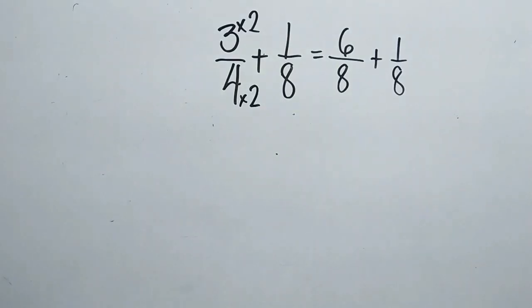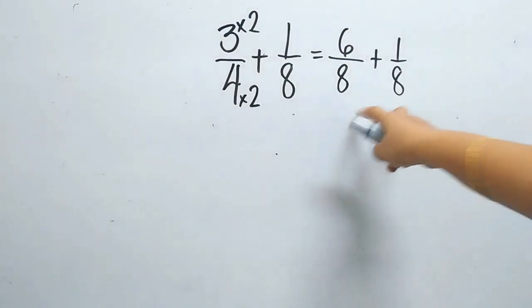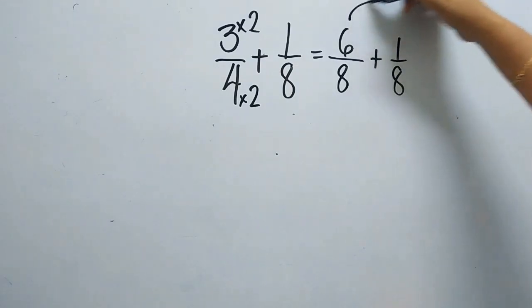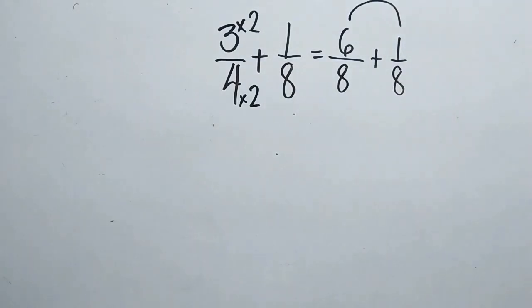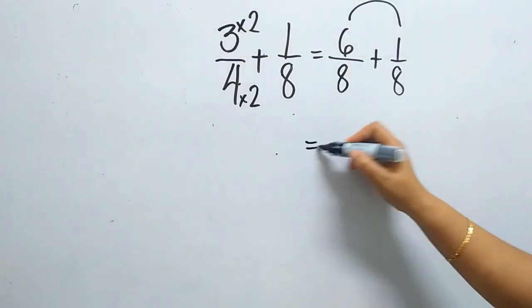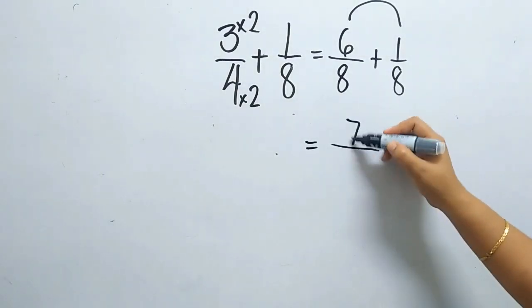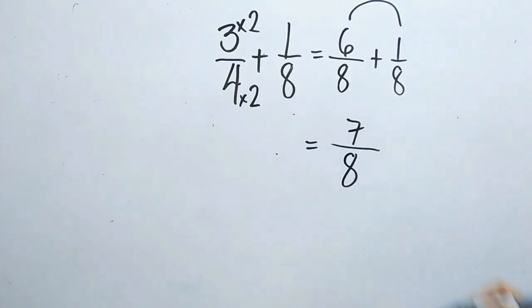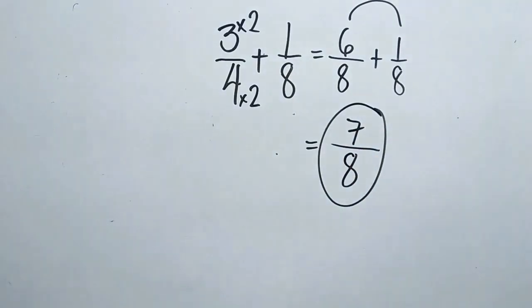So we have 6 over 8 plus 1 over 8. So the denominators now are the same. So we are able to add the fractions. So just add the numerators. 6 plus 1 is equal to 7. Then just copy the same denominator, which is 8. So we have the answer 7 over 8.